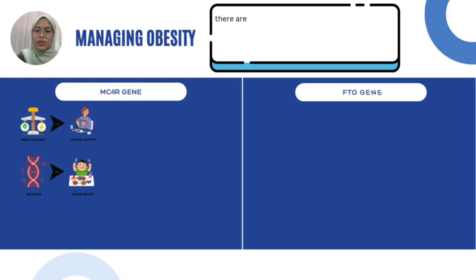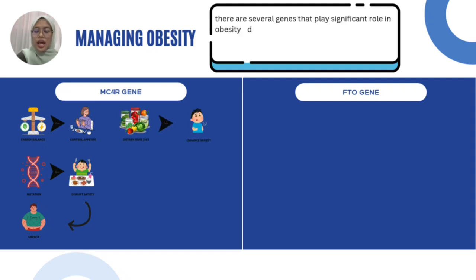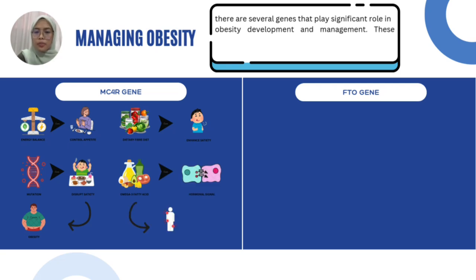Satiety signal and increasing the risk of obesity. Managing MC4R-related obesity involves a diet rich in dietary fiber to enhance satiety and omega-3 fatty acids to improve hormonal signaling, reducing inflammation and supporting metabolic health.